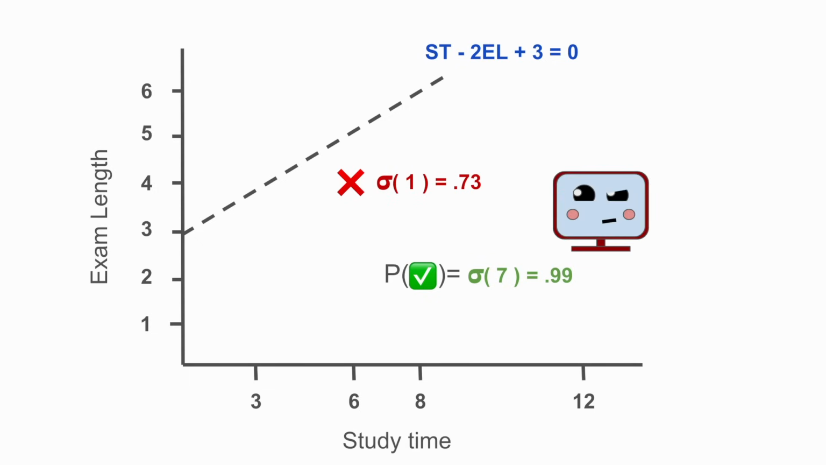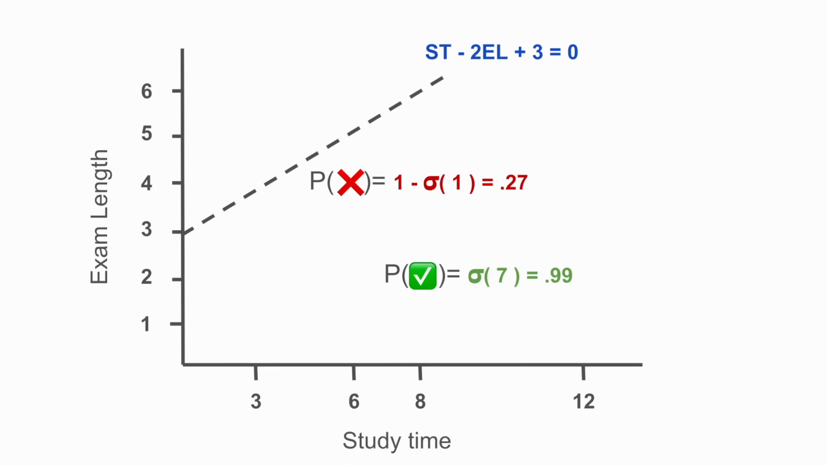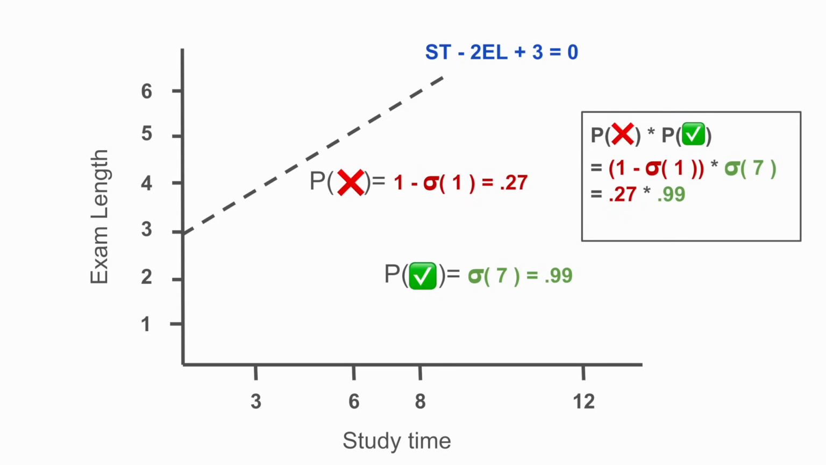Notice that this logistic regression model is assigning a high probability of passing to a student we know failed the exam. Since the probability of failing is just 1 minus the probability of passing, the probability of failing assigned by this logistic regression model is very low. We can see this reflected in a low likelihood of 27%.